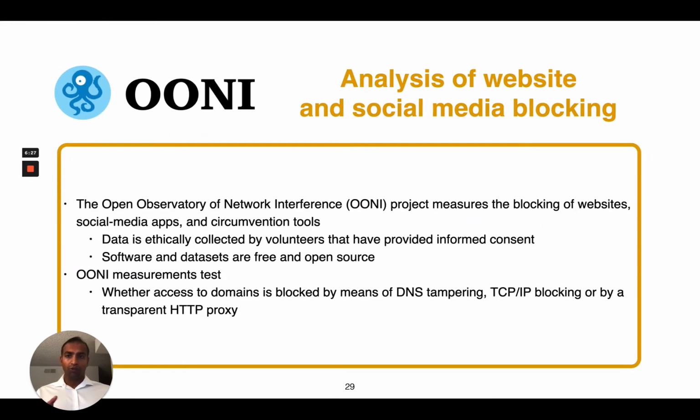The OONI project's goal is to measure the blocking of websites, social media apps, and circumvention tools. OONI data is ethically collected by volunteers who provided informed consent, and both the OONI software and datasets are free and open source. The OONI measurements are designed to test first whether a website is reachable from volunteers' vantage points, and if not, whether access is blocked by means of DNS tampering, TCP/IP blocking, or by a transparent HTTP proxy.